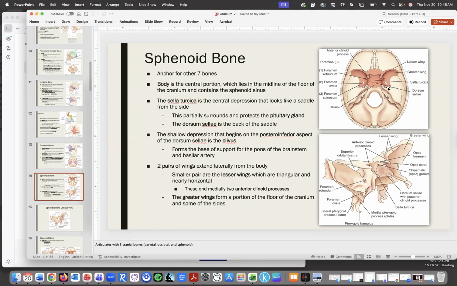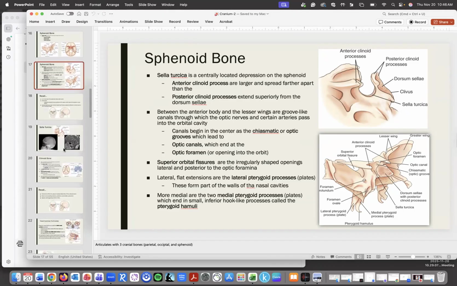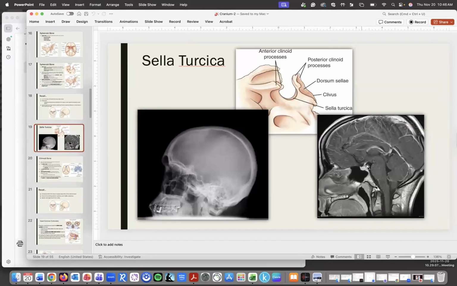Do worry a little bit more, not only about the greater or lesser wings, but also what we were talking about in class, the sella turcica. The sella turcica is seen in the lateral view, and it has a posterior clinoid process and an anterior. Then it has the clivus down here, and the sella turcica is just that cup holding the pituitary gland. And we saw an MRI of it here. The X-ray shows it here, and there's our illustration.